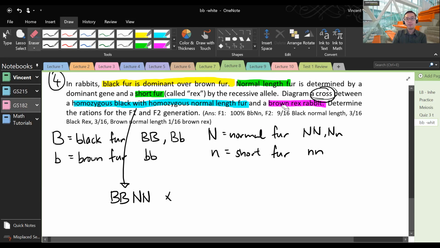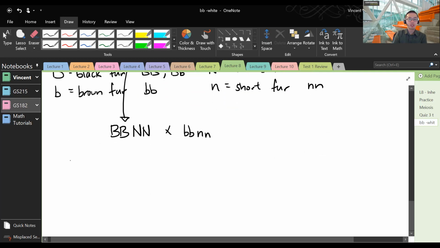Cross with a brown, small b, Rex rabbit. Rex just means short fur, so small n. Okay. So determine the ratio of the F1 and F2 generations. So let's do F1 generations. Let's write out all the gametes.